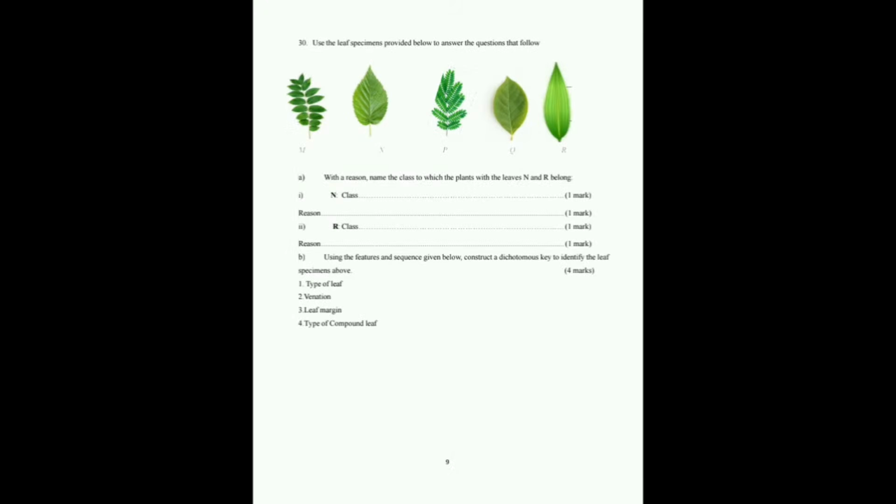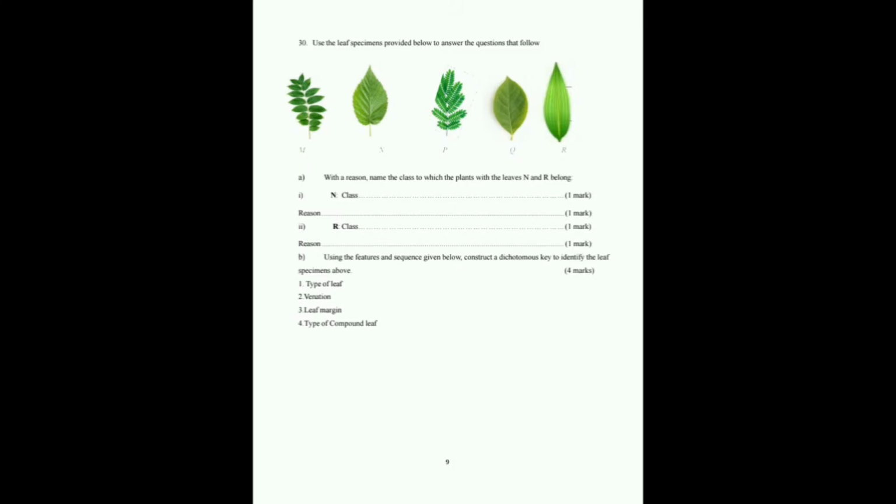Then finally, we had a question on the dichotomous key. There are some leaves there. You can see the first, the second, the third, and the fourth leaf, the fifth one. With the reason, name the class to which the following leaves belong. N was class Dicotyledonae. Reason, network venation. You can even talk about being broad. Then R is Monocotyledonae. Reason for that, you can talk about the leaf being narrow, and also the parallel venation.